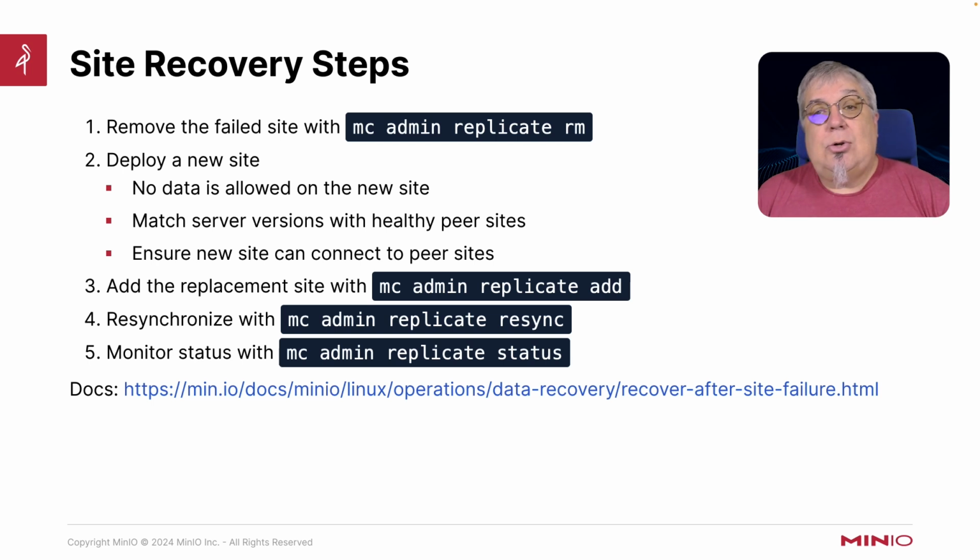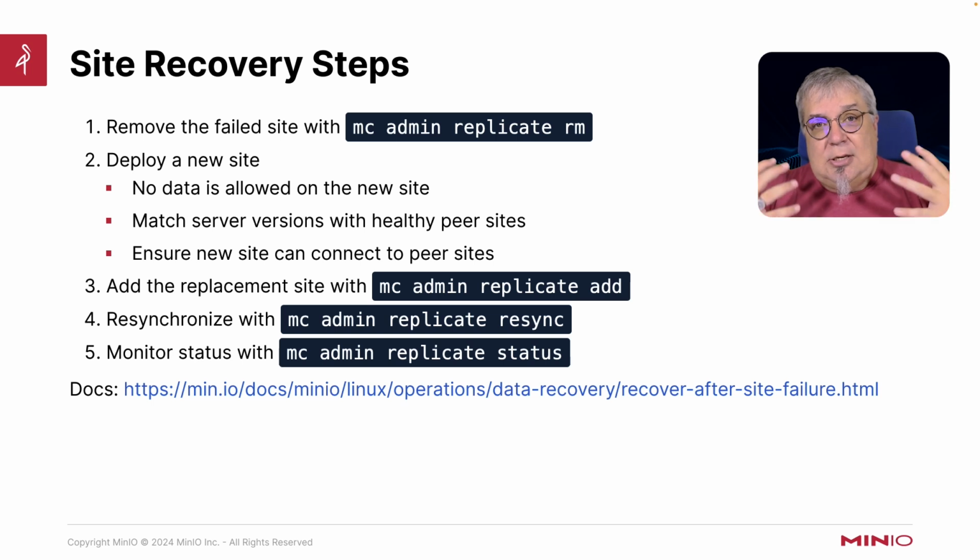Then you're going to deploy a new site. Keep in mind when you're doing site replication, new sites can have no data on them. You also want to make sure you are matching server versions with your healthy peer sites, and also ensure that the new site can connect to those peer sites, and also that your peer sites can talk to your new site. It's going to be a two-way communication, so you need to make sure that everybody can talk to everybody.